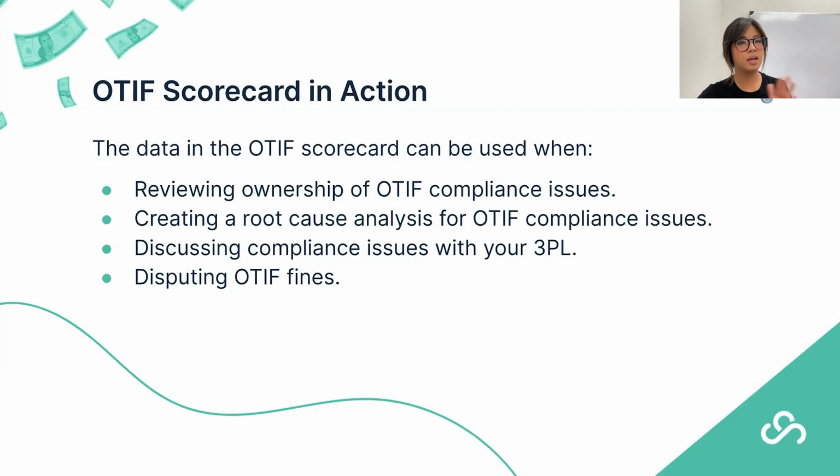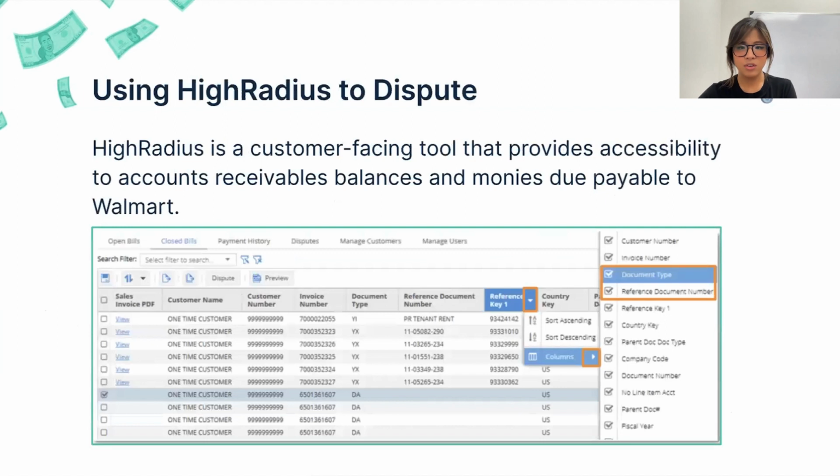So really, again, it's about understanding what your accountability is, so you know how to either determine the validity of the fines or go back and fight those fines. But from there, let's just say you've gotten your OTIF score and you've gotten your OTIF fine and you're like, hold on, I don't think this is valid. I want to fight this. You can then utilize HighRadius to actually dispute these fines.